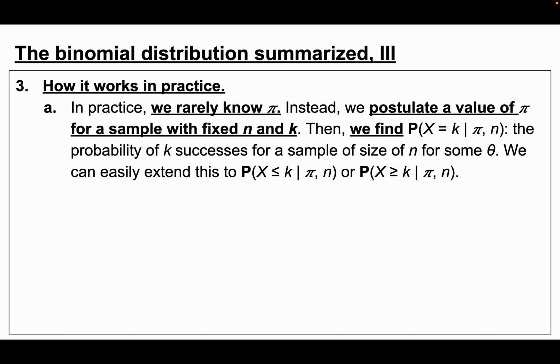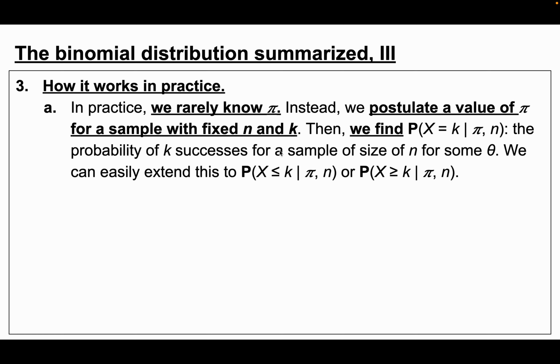We have an observed n, 100. We have an observed k, either 60 or 40, it doesn't make a difference, just pick one. They lead to the exact same conclusions. And then we have a postulated value of pi, 0.5. And then what we would do is we would find the probability that the number of successes is equal to k given these two facts, pi and n. And I should change that theta to pi, just a notational change.